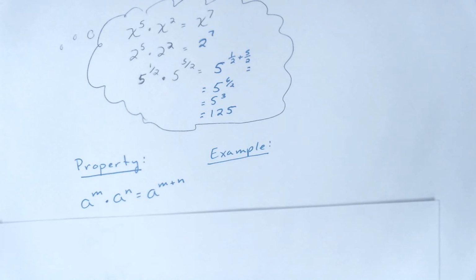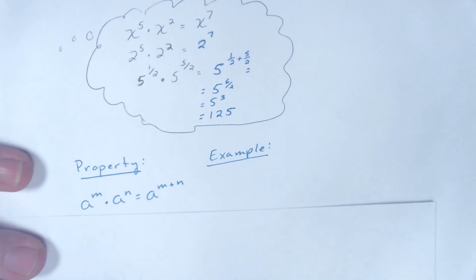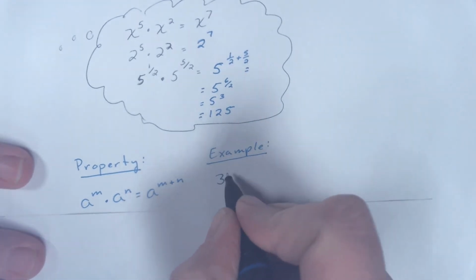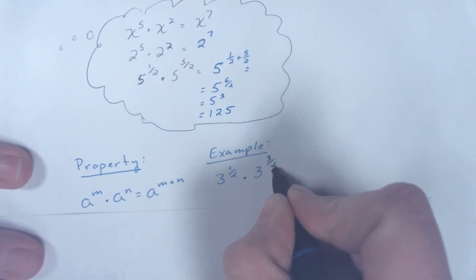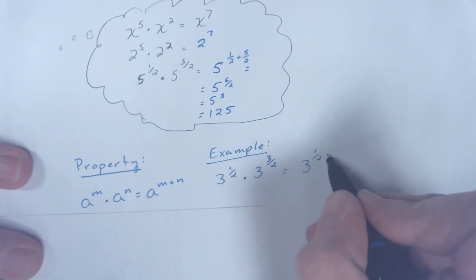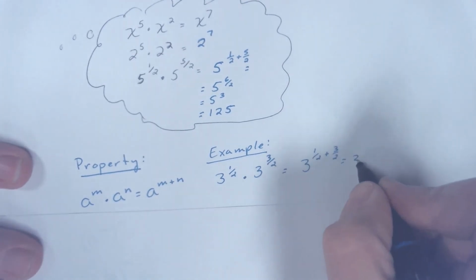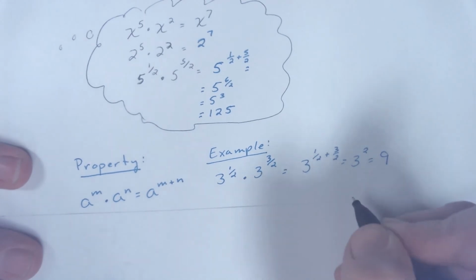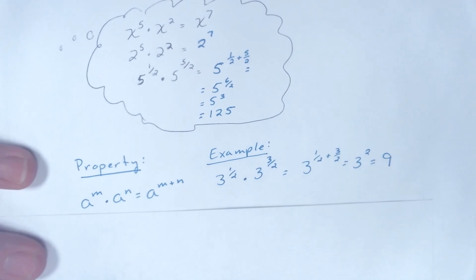Okay, the first property, a to the m times a to the n. If you're multiplying two powers together and their bases are equal, you just add the exponents. An example with rational exponents will be like 3 to the 1/2 power times 3 to the 3/2 power. When I add the exponents of 3 to the 1/2 plus 3/2, 1/2 plus 3/2 is 4/2, so that's the same as 3 squared. 3 squared is 9. Okay, so that's the first example. That's a product of powers.